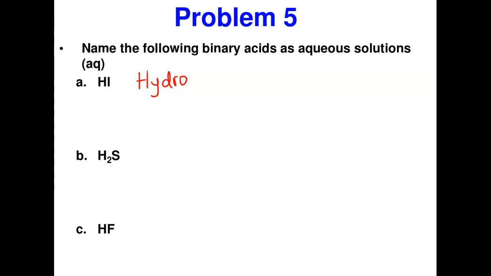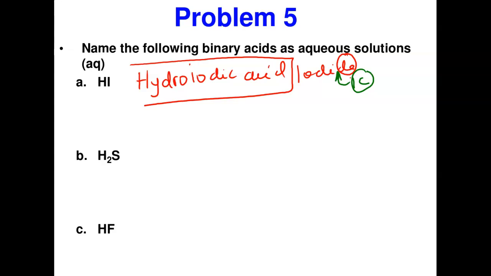Now, remember, this is iodine. The iodide ion is iodide. But now, this is not what we're doing. We're going to remove this IDE and replace it with what? With IC. If you take this IC and put it here, what are we going to have? We're going to have hydroiodic, and then you put acid. And that will be the name of this acid.